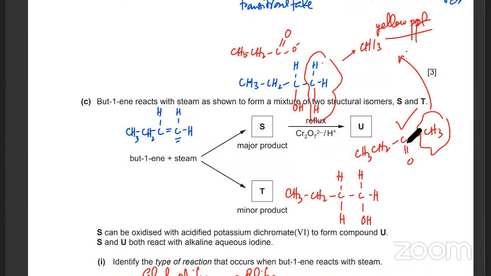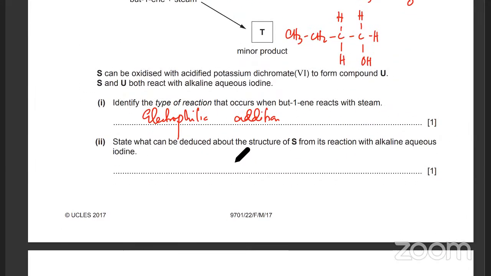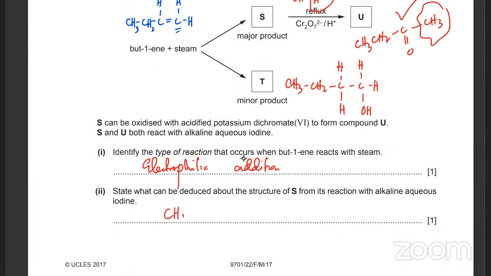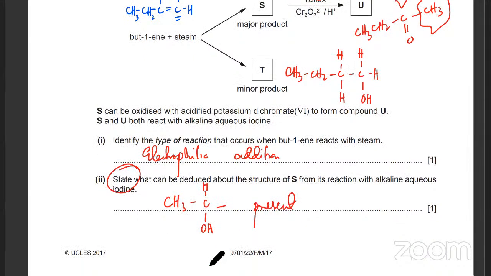And the remaining part will turn into a carboxylic acid or its salt. So what can be deduced about the structure of S? That it has this group attached to it. And you just have to state, no explanation needed. So you're going to state that this particular structure is present. Right? That's what alkaline aqueous iodine does.